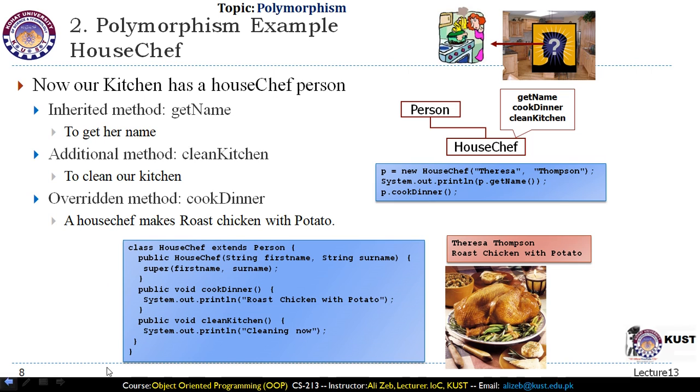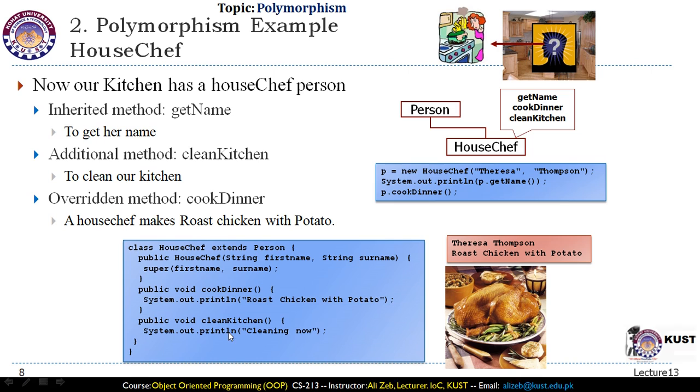Now we are overriding a method from the superclass, that is the same method, cookDinner. The signature of the two methods should match, but it is doing a different function. It is roasting a chicken. The previous method was microwaving a dinner for us, but in this case the house chef is roasting a chicken for us with a potato. And then there is another method that is specific to this person, that is cleaning the kitchen.